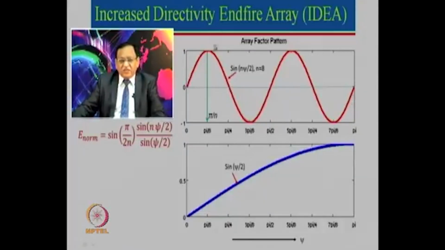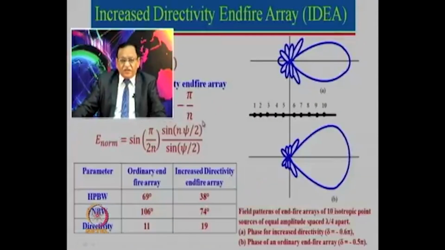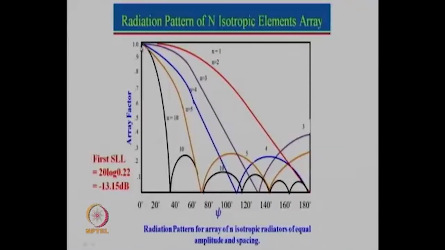So, what is the first maxima here? The first maxima comes when psi is equal to pi by n, and we can check that here. If psi is pi by n, n will cancel, this will become pi by 2, and sin(pi by 2) is equal to 1, which is the maximum value. When this term becomes pi, that will correspond to the 0 value. Now, let us look at the radiation pattern. We can see that the first beam maxima comes, then there is a null, and then a side lobe comes into the picture.